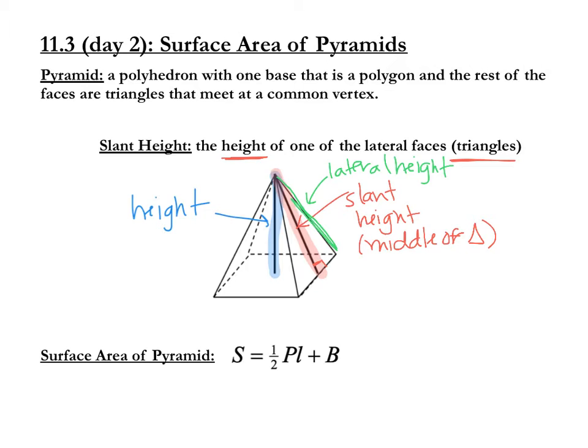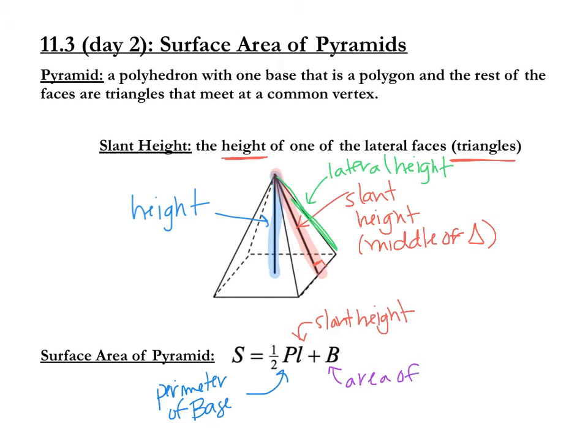Alright, so then we look at our formula today, and these are all letters that we've talked about before. Big P is going to be the perimeter of the base. L is going to be our slant height. And then big B, which we talked about with prisms, big B, hopefully you're remembering here, should be area of the base.